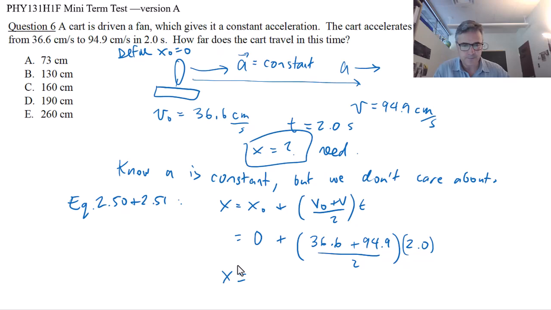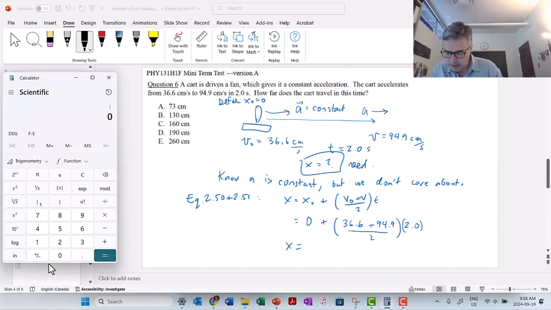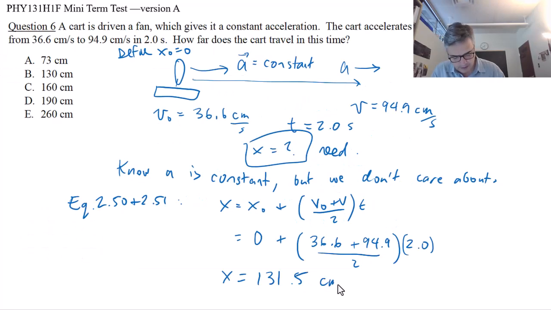X is equal to, open bracket, 36.6 plus 94.9, close bracket. Well, I think that's really all we need to do, because we're going to divide by 2 and times by 2. 131.5. And that is going to be in centimeters. So closest answer is B.